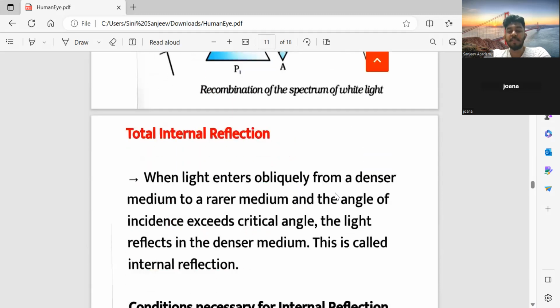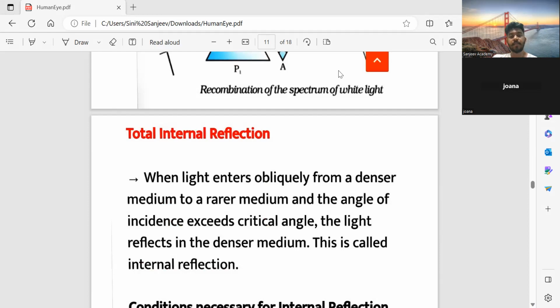And then comes our most important. Any doubt is there, once the class is over, I'll be helping you. Okay. It's not that important, but the one which I'm going to say is the most important thing. Total internal reflection. TIR.